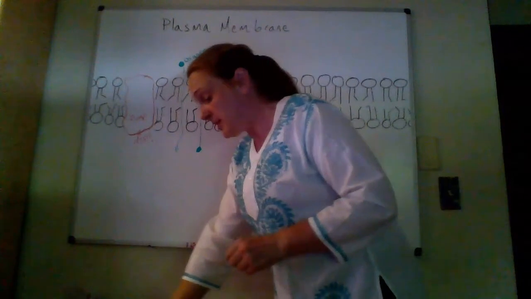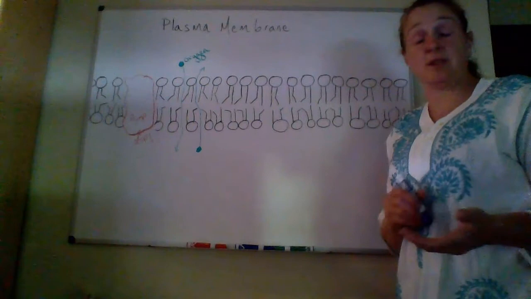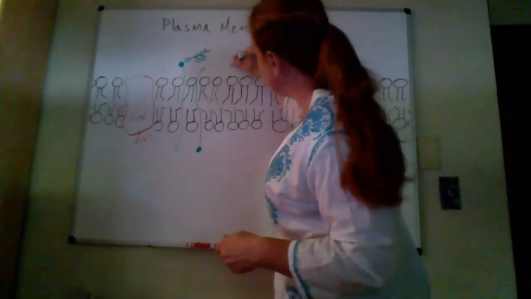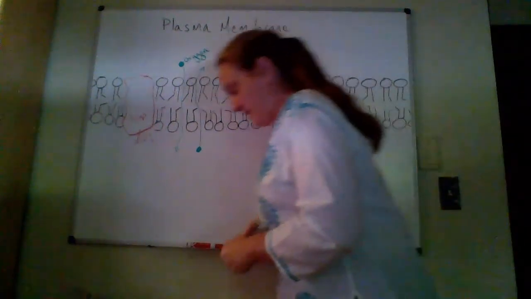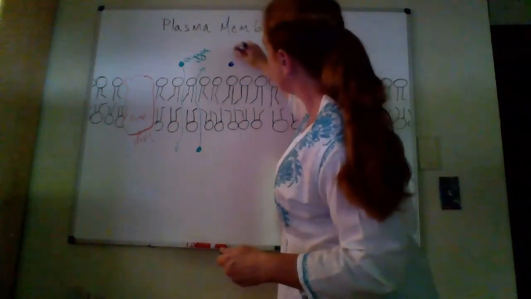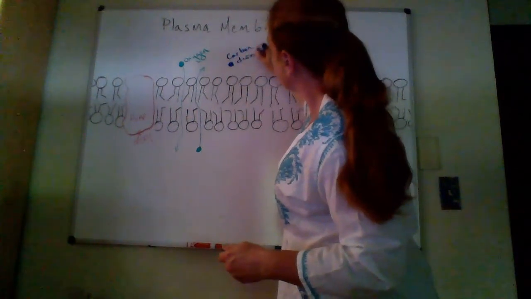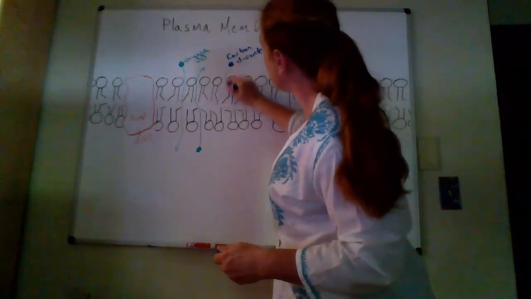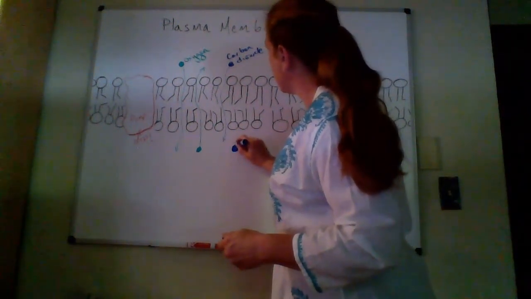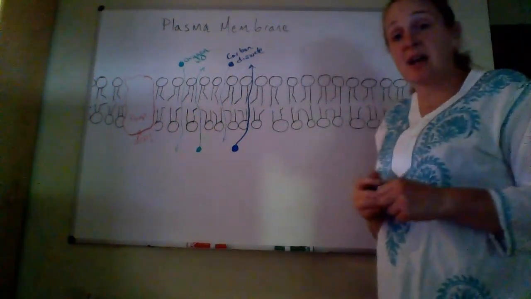The other molecule that's going to be important and that cells will move according to simple diffusion will be carbon dioxide. I'm going to do carbon dioxide in blue. So carbon dioxide can just slip between those phospholipids. Carbon dioxide can come and go however it pleases.